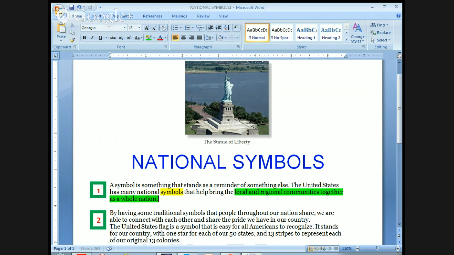Very good. So if you decide that you want to come to the U.S., given that you're not a U.S. citizen, this is one of the questions that you would possibly be asked on the test to become a citizen. And you would answer, one of the symbols in the United States would be the Statue of Liberty. And they will ask, what does it represent? And you would say, the Statue of Liberty represents the opportunity for local and regional communities to come together as a whole nation. Very nicely done.